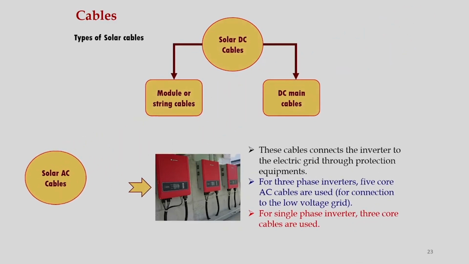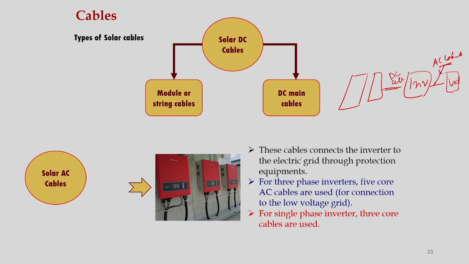Let us learn what solar AC cables are. Already we know that once we have an inverter, maybe what we can consider here is these are modules, and then we have the inverter, then we have cables, and then it goes to the load or maybe the grid. So, this cable is the DC cable, and this is the AC cable.